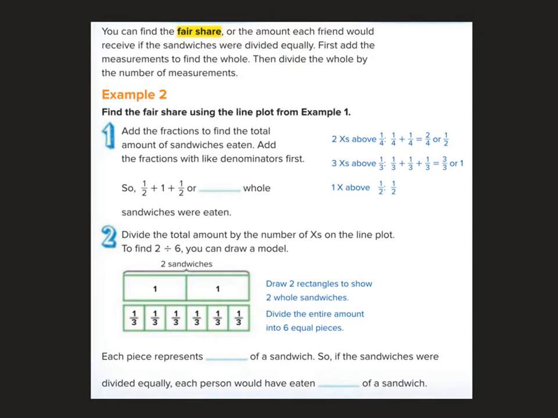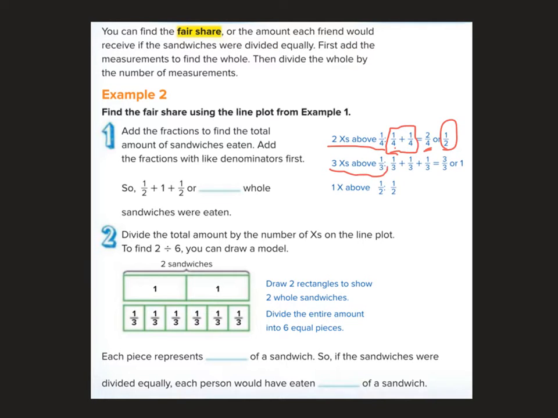So to find the fair share using the line plot from example 1, we need to add the fractions to find the total amount of sandwiches eaten. Add the fractions with like denominators first. So we had 2 x's above 1/4. Okay, so if I take 1/4 plus 1/4, I'd get 2/4. Hopefully your brain's telling you, wait a minute, 2/4 is the same as 1/2. You're correct. It is. So we have a half if we add up our 1/4.